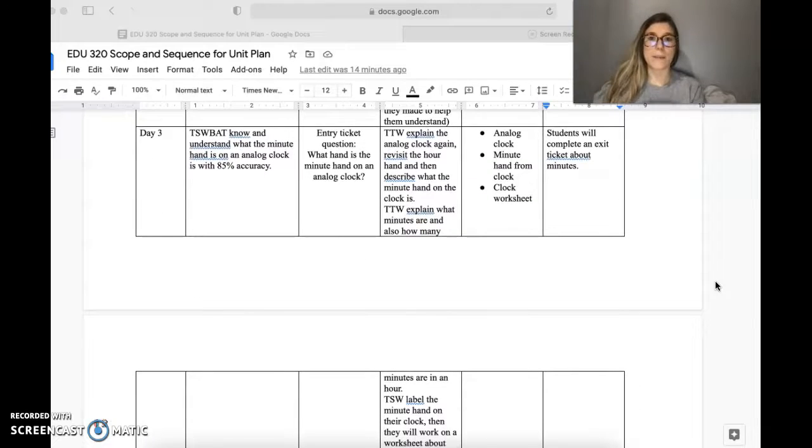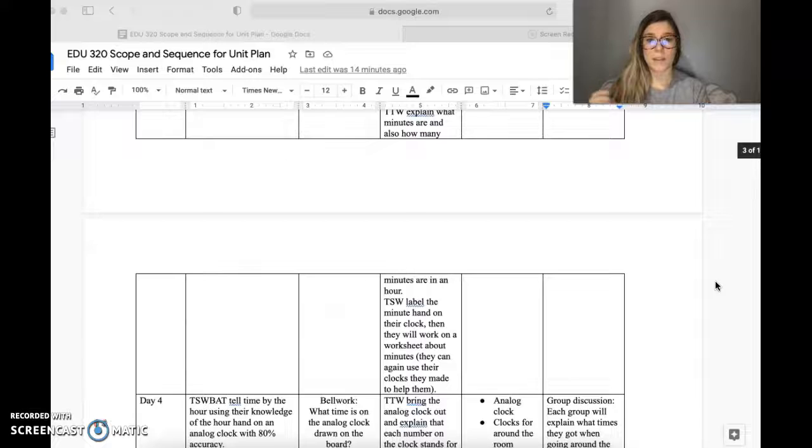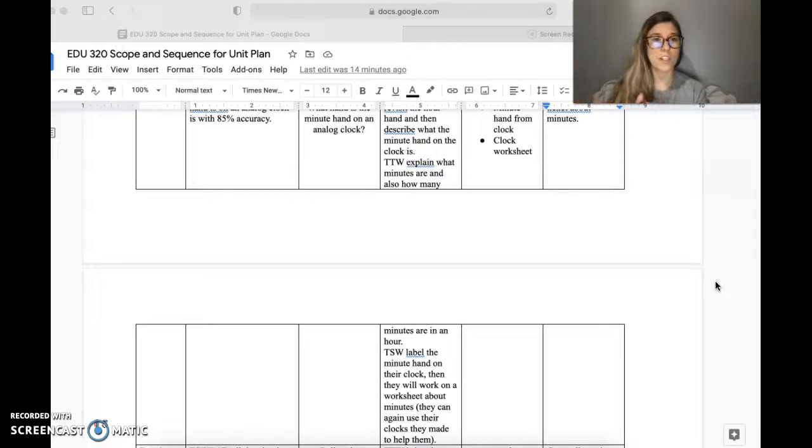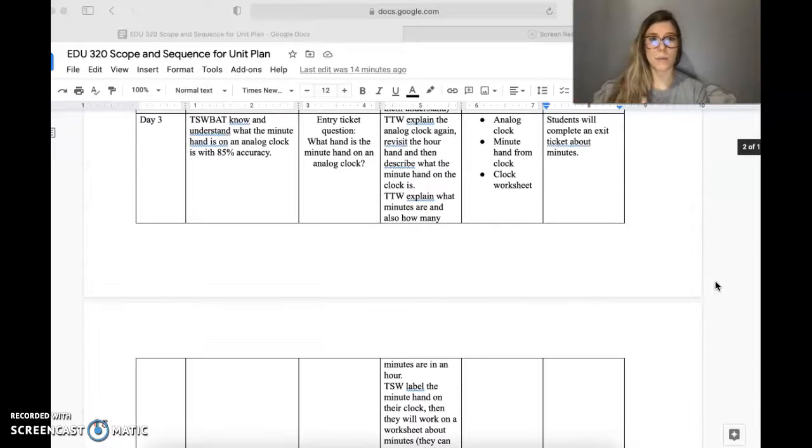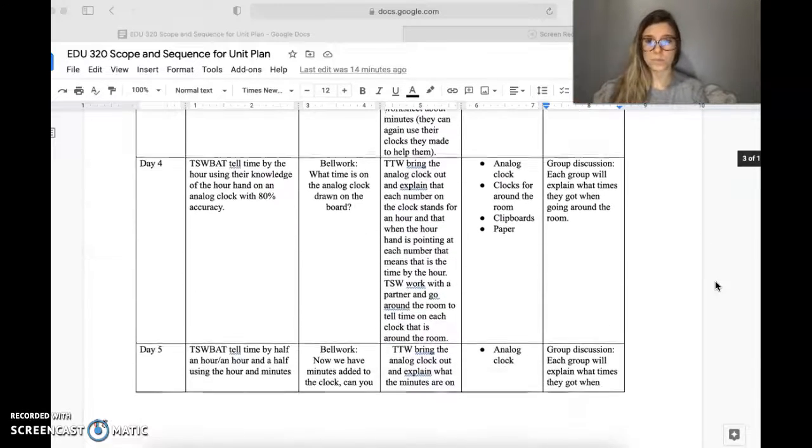Day 3, they're learning about the minute hand on the clock. So since the short hand is the hour, and the word hour is short, the word minute is long, so the long hand is the minute. They will just complete an entry ticket so I can see what they know and what they need to know. I will explain what the minute hand is, and they will label their minute hand on their clock. And they will work on a worksheet using minutes, and then they will just complete an exit ticket.